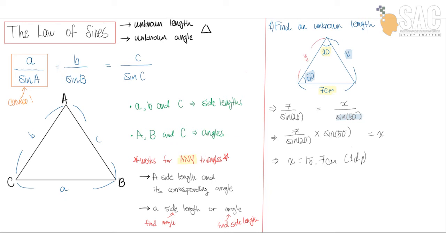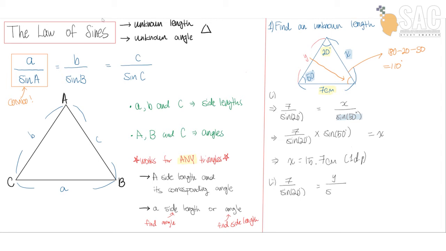Let's move on to finding the y value here. We can use the combo that we used before, which is 7 over sine 20, but in order to find y, we need its corresponding angle. Since it's a triangle, the sum of all the angles should be 180. So this angle can be found by taking away 20 and 50 from 180, and it'll be 110 degrees.